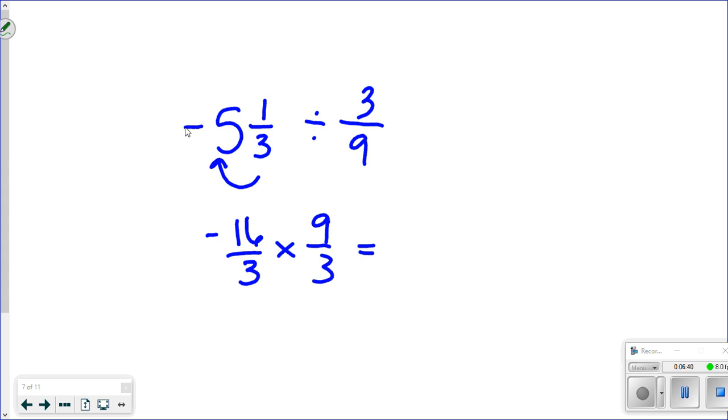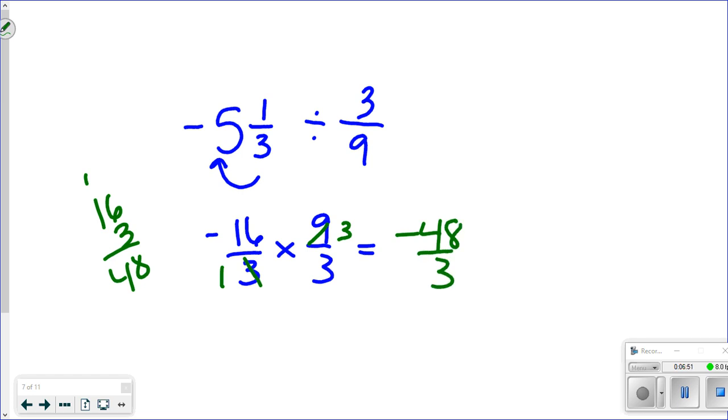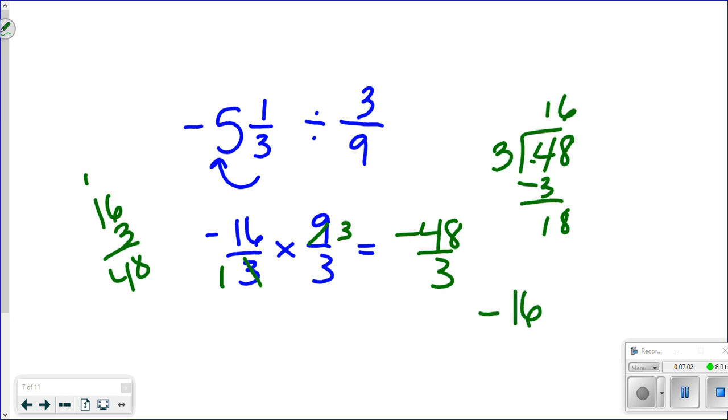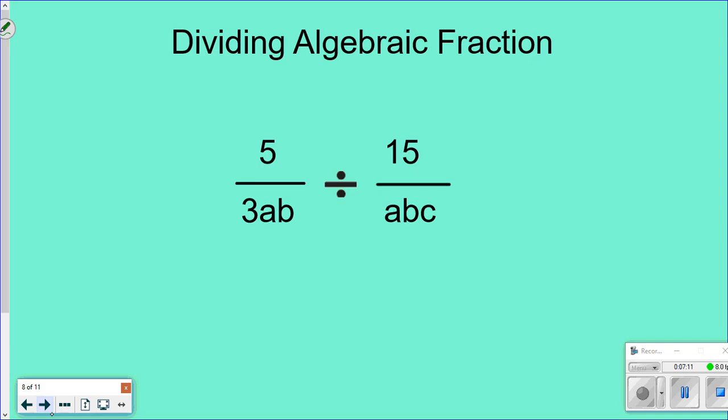I can reduce by 3 and 9, so 3 goes into 3 once, 3 goes into 9 3 times, so 16 times 3 would be 48. Notice I have a negative, so it's a negative 48 over 3. 1 times 3 is 3, of course, and then I'm going to change into, oh, it's going to come out perfectly. Look at that. It's going to be a negative 16. It's going to be an answer. You could do negative 16 over 1 also. Either one is fine.